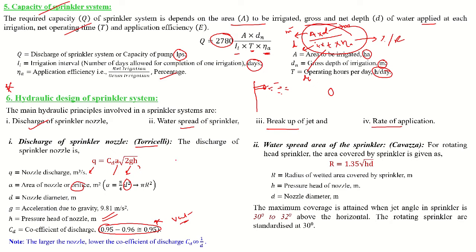From this formula we can calculate the coefficient of discharge is inversely proportional to your diameter. Okay, and discharge is also inversely proportional to your diameter from this formula.